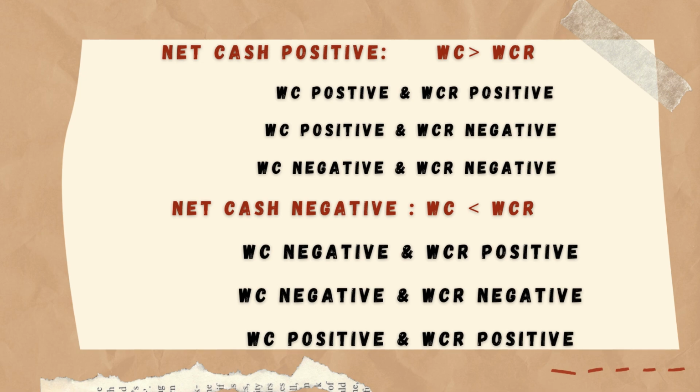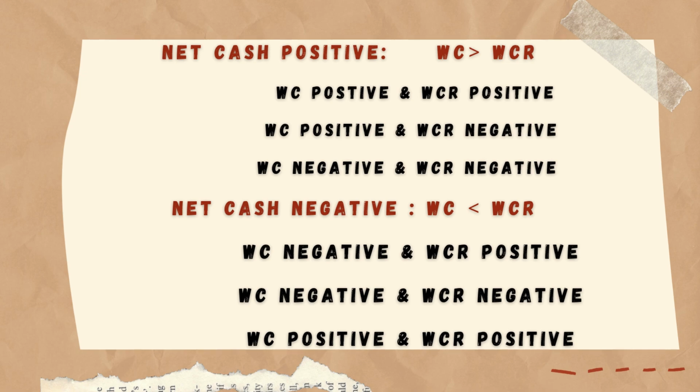Net cash could also be negative when the WC is less than WCR. Also, there are several cases: when WC is negative and WCR is positive; when WC is negative and WCR is negative; and when WC is positive and WCR is also positive.